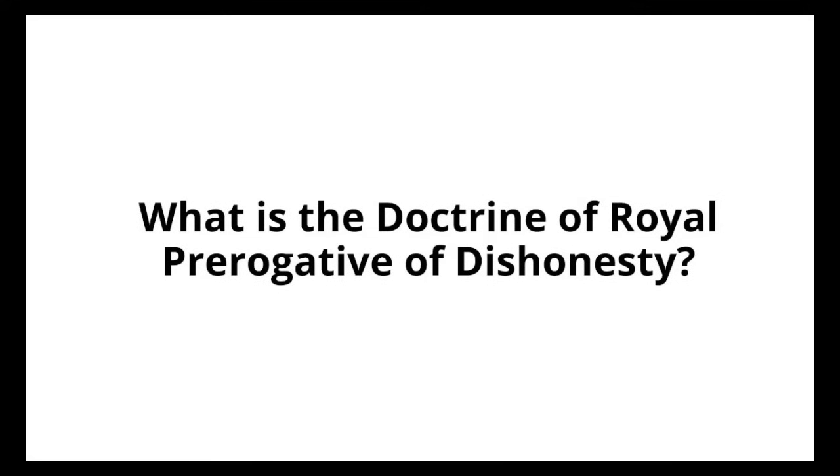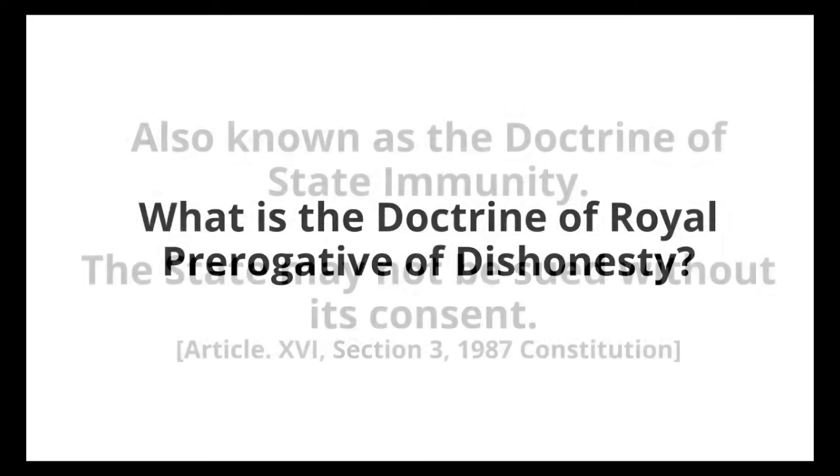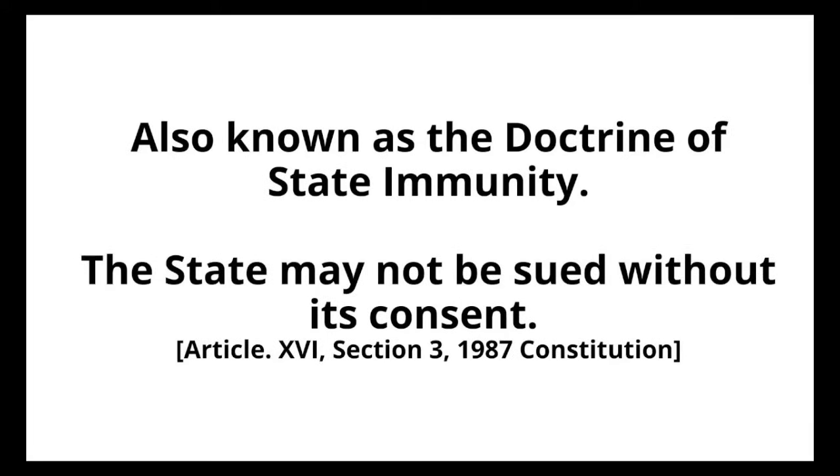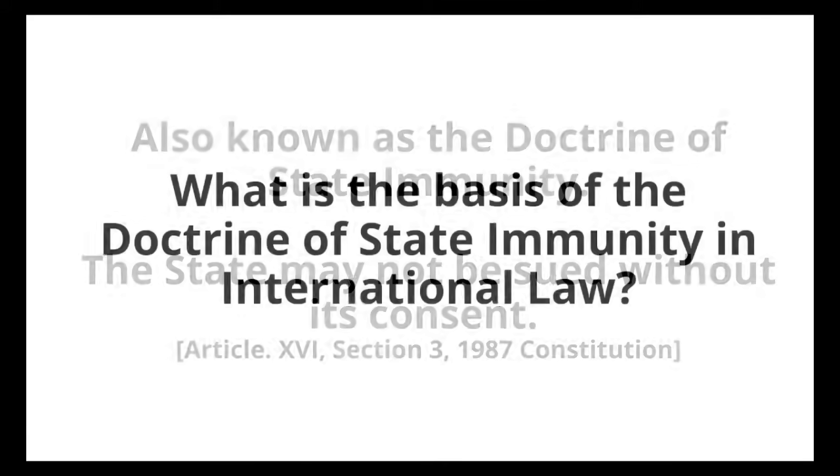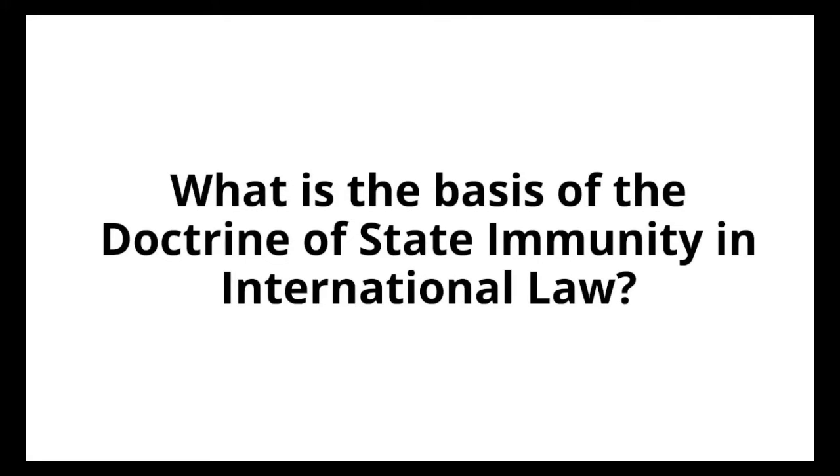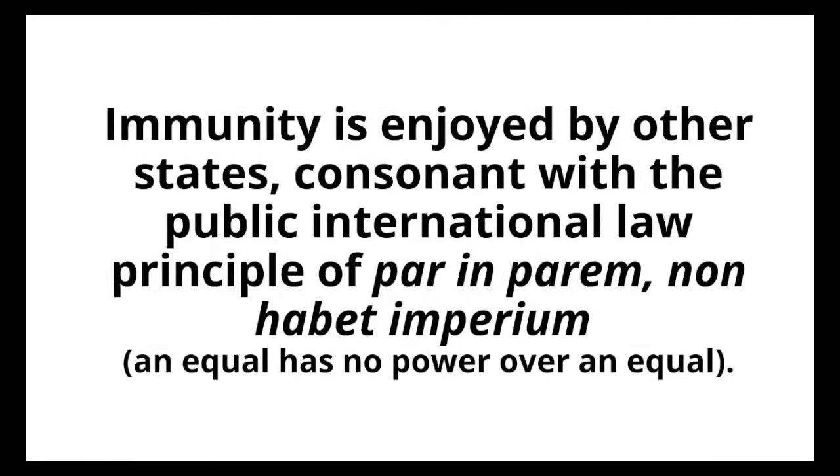What is the doctrine of royal prerogative of dishonesty? It is also known as the doctrine of state immunity. The state may not be sued without its consent. What is the basis of the doctrine of state immunity in international law? Immunity is enjoyed by other states consonant with the public international law principle of par in parem non habet imperium. An equal has no power over an equal.